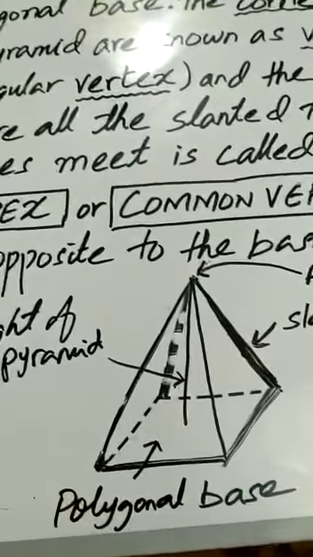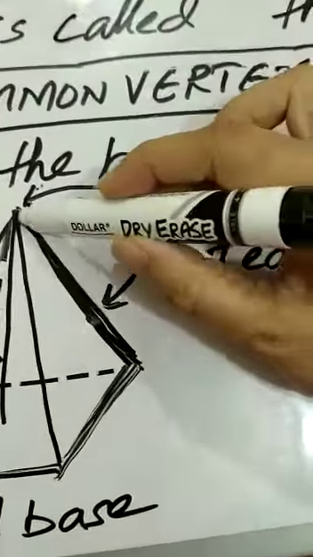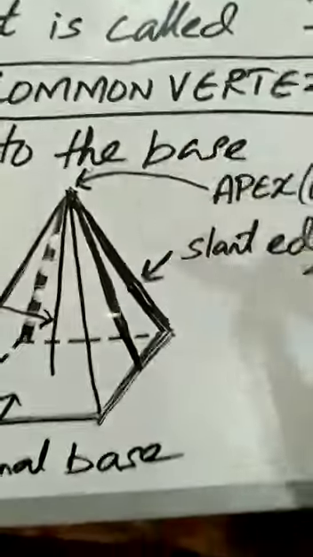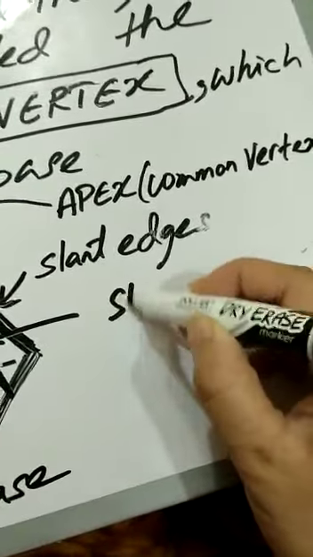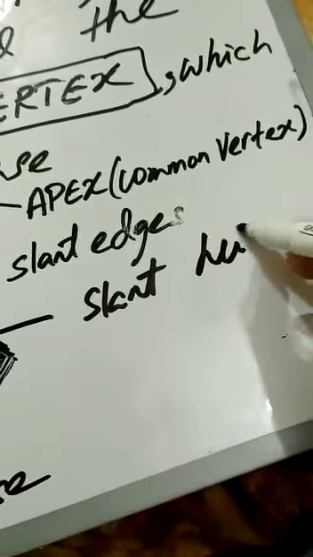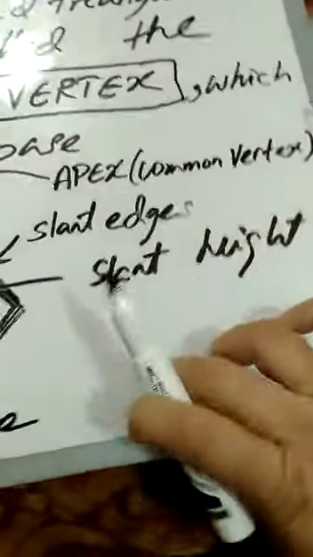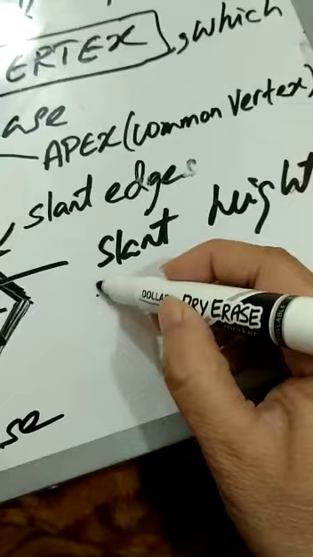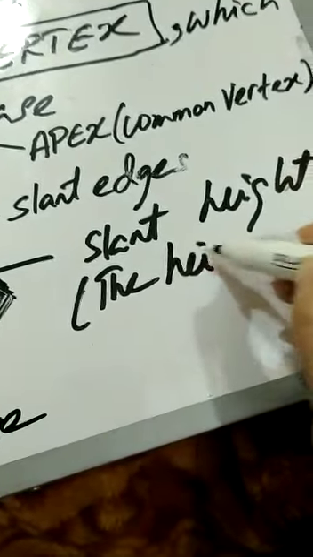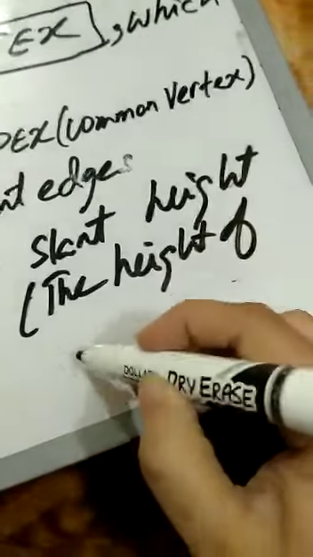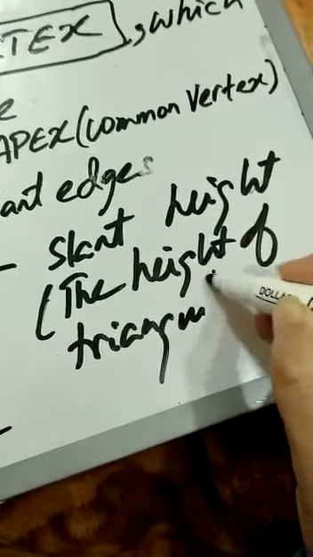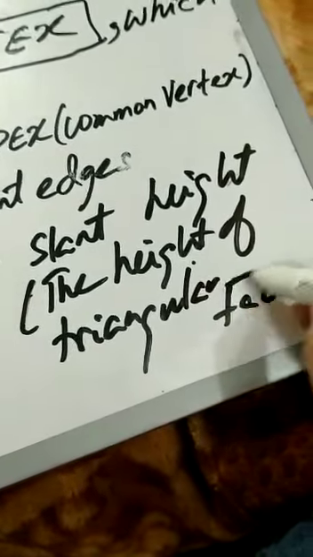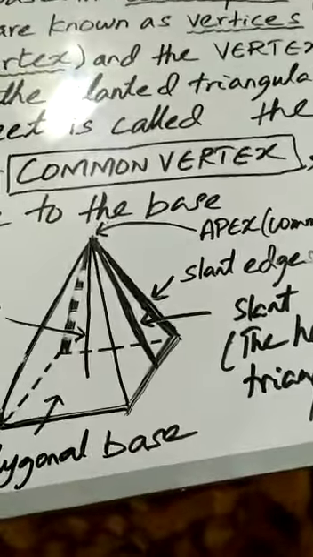There is one more thing which is called slant height of the pyramid. Look here. This is called slant height of the pyramid. This is called slant height. Now what is slant height? Slant height is actually the height of the triangular faces. Look here, always remember there are two heights used in a pyramid.